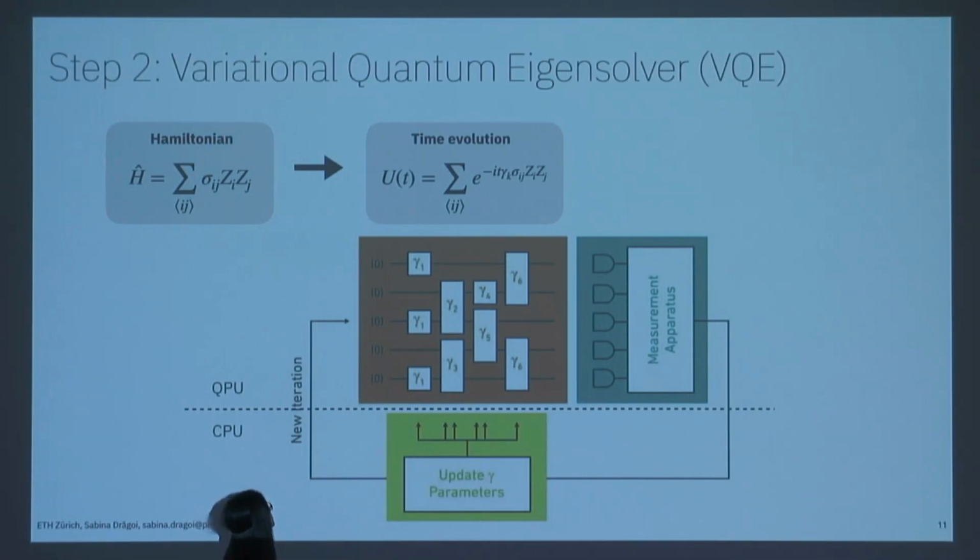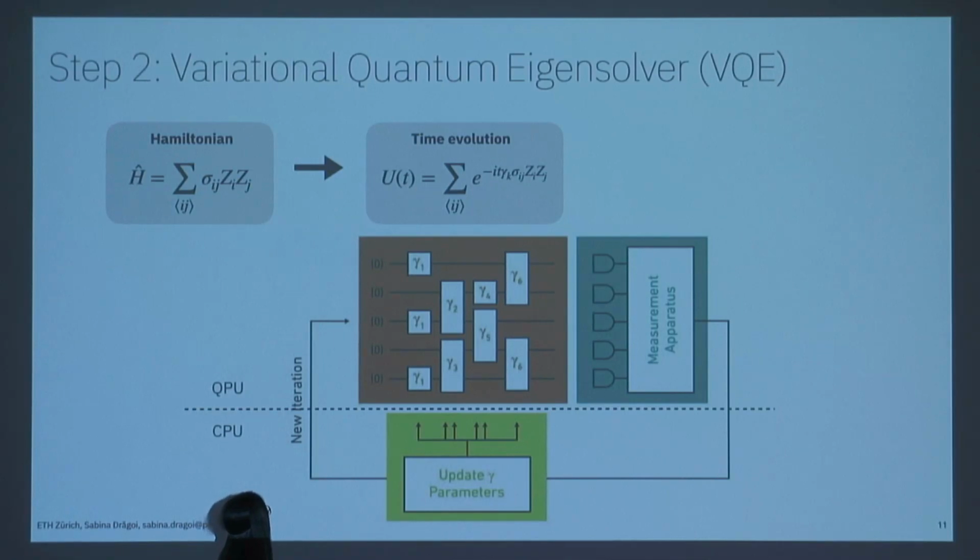As you can see, if you're familiar with the Schrodinger equation, what you would get is e to the minus i t Z_i Z_j, but you also have this additional parameter gamma, and that is the variational parameter that gives the name of the algorithm.